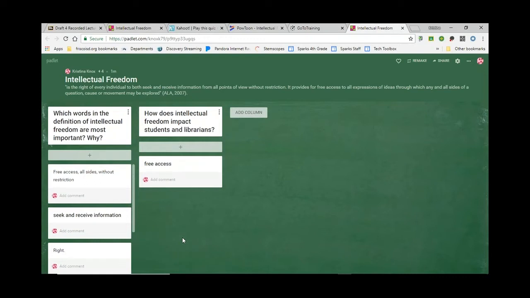I see some of you have focused on some of the same words: that it's a right that we, and students, all of us have been given, that it's free access. There shouldn't be any charge for any of the information that we are trying to seek out. I like that we brought up that they can seek information on their own or receive information from various sources, whether that's a book they read or a website. And the main thing I think is important, someone else brought it up, is that it's all sides, that they can see a particular issue from many points of view.